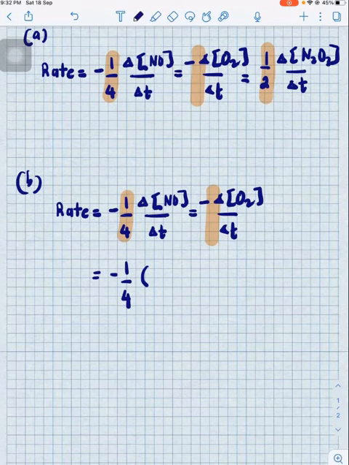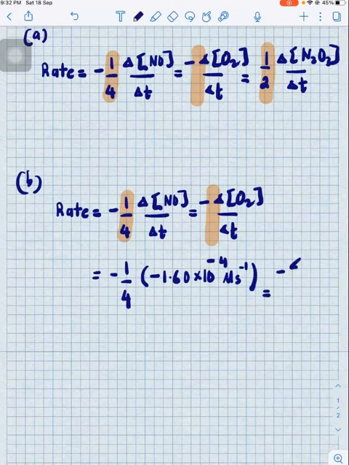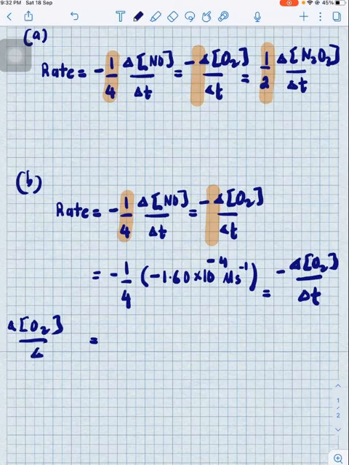Because it says decreasing, the word decreasing like earlier, we must put negative 1.6 times 10 to the power of, what was it, do you remember? 10 to the power of negative 4. Negative 4. Which is equals to, this is what we want to find, delta O2 over delta T. So what is the value? We move it over, it becomes delta O2 over delta T. This is what we want to find.